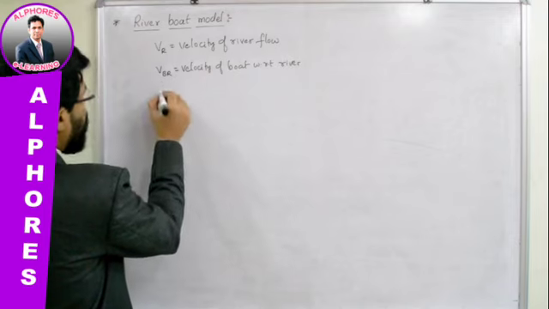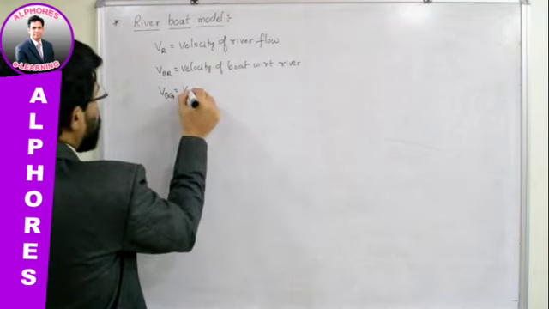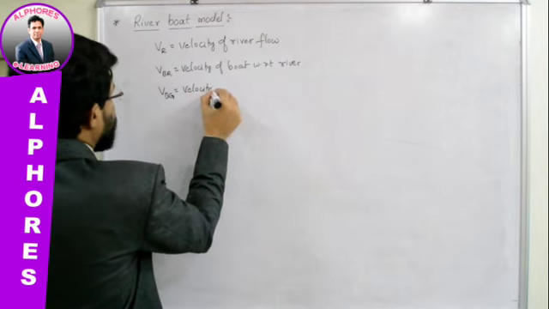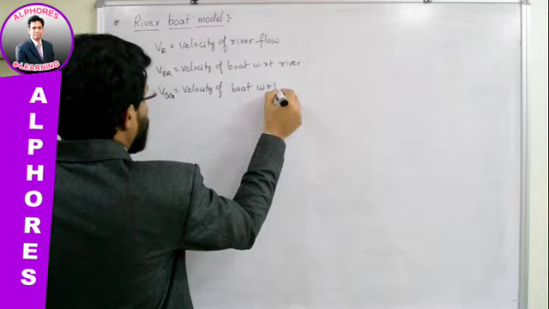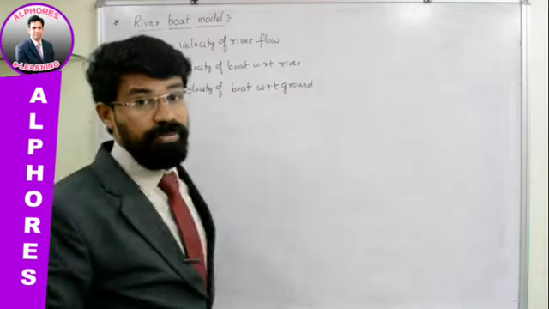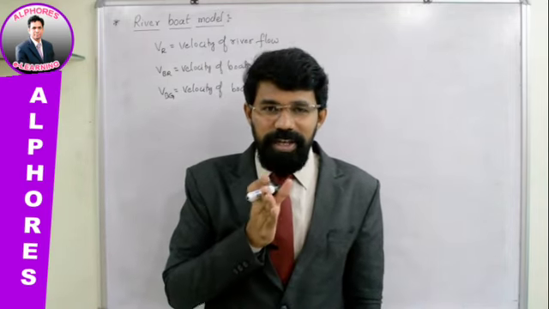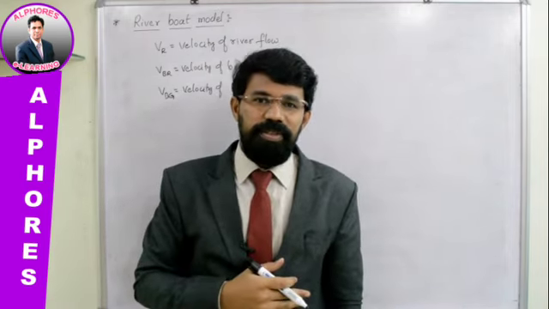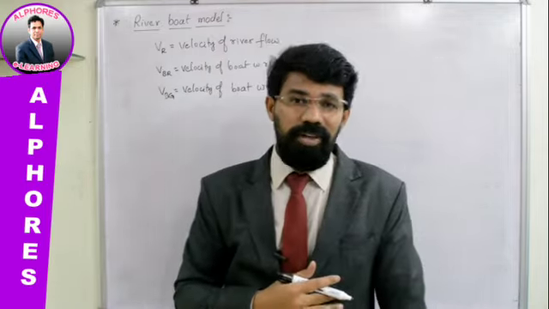I am going to define one more physical quantity. It's V_BG, velocity of boat with respect to ground. If someone is observing from the ground, the direction along which the boat moves, along that direction lies the velocity of boat with respect to ground.